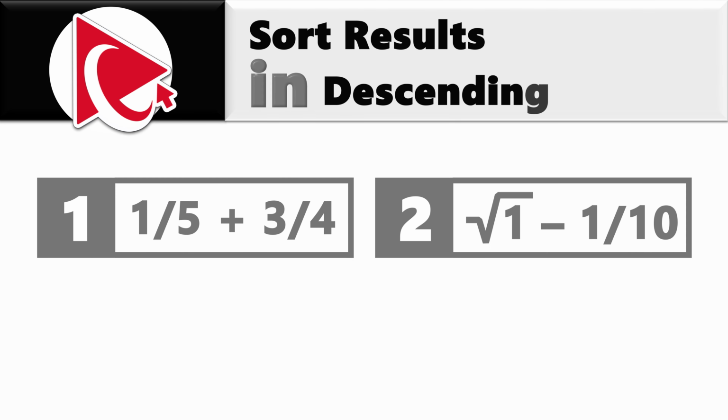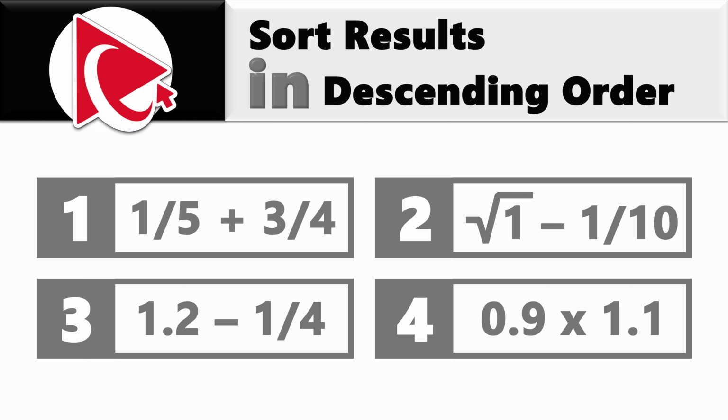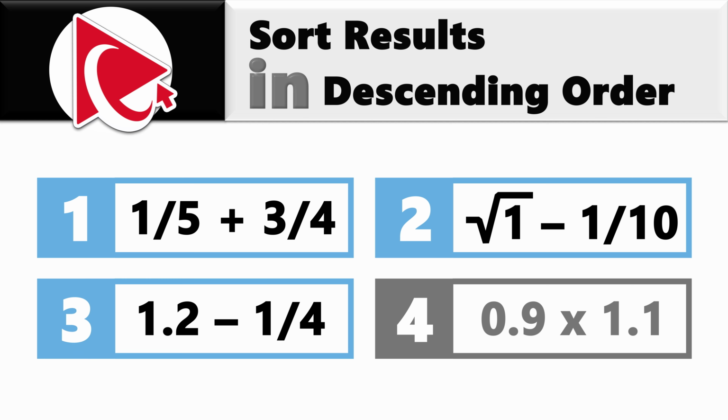You're presented with 4 expressions, and you need to sort the results of these expressions in descending order. The first expression is 1/5 plus 3/4. Second expression is square root of 1 minus 1/10. Third expression is 1.2 minus 1/4. And the fourth expression is 0.9 multiplied by 1.1. Take a close look at these expressions, do the math, and then select your answer out of 4 possible choices.